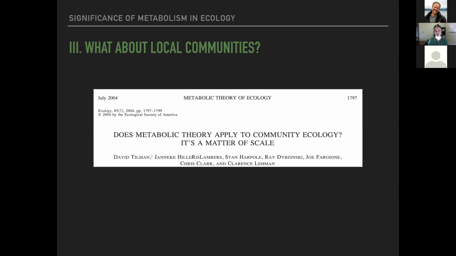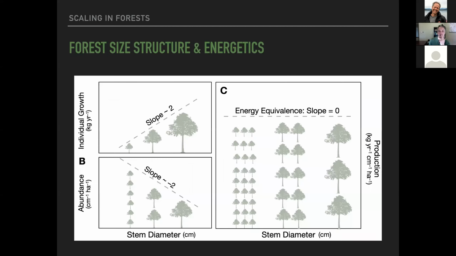So David Tilman, the great David Tilman, thought it was a matter of scale and it didn't really apply to community ecology. Now, he is a plant biologist, and another plant biologist like Brian Enquist would say, well, wait a minute, it does have something to say. One of these key concepts in metabolic ecology that I alluded to earlier is that the rate at which individuals are respiring or growing, in the upper panel, increases with size, and that in turn is affecting the rate at which they're getting rarer with size.